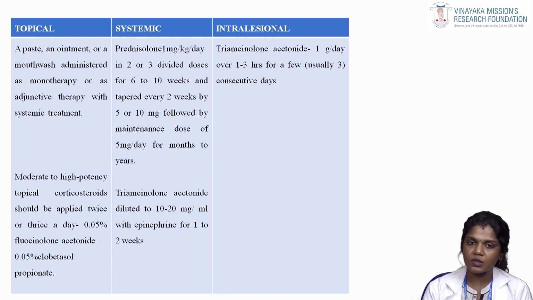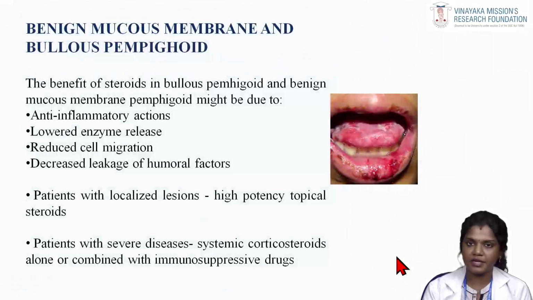And systemic drugs, we can use prednisolone in the dosage of 1 mg per kg per day in 2 or 3 divided doses for 6 to 10 weeks and followed by the tapering of doses. And intralesionally, triamcinolone acetonide can be administered in the dosage of 1 gram per day over 1 to 3 hours for a few consecutive days. Next comes the benign mucous membrane pemphigoid and bullous pemphigoid.